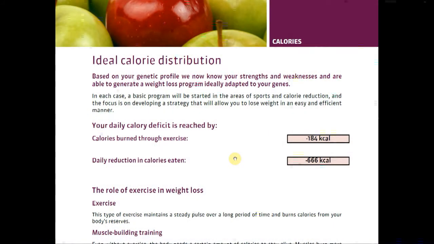So this person should burn 184 kilocalories per day through sports and reduce by 666 kilocalories per day by eating less. Because weight loss is either burning more than you have through sport or eating less than you need to maintain your weight. And we can do both and do more of one or the other. So you're going to have different numbers here. And this is really something that we determined with our algorithms based on genetics. And we will then be able to find a program to ensure that you do the right amount of exercise and eat the right amount of calories.